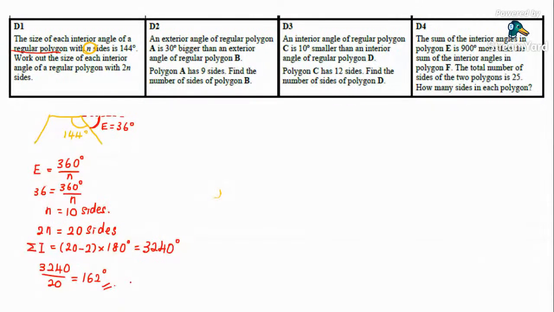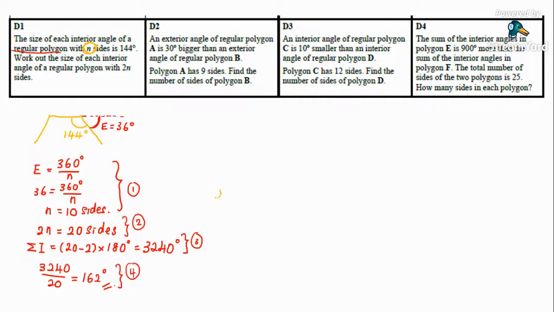So you can see here we are doing one step over here, and then to find 2n, second step. Find the sum of interior angles, third step. Then only we find the value for each interior angle, 4 steps.